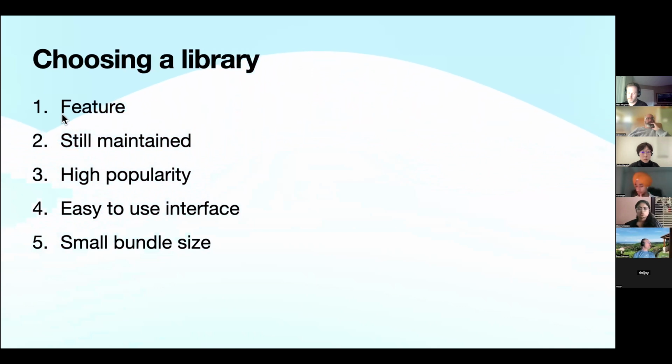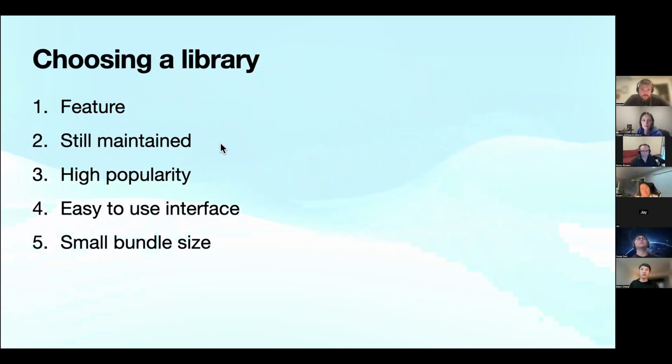So the first one, obviously, is that the library should provide the feature for my own need. And for this project, I need the feature to convert a time from one time zone to another time zone. The second one is that the library should be maintained, so it should not be deprecated. The third one is that it should be popular, so if there are any bugs, I should have some references to refer to, maybe some articles I can look into. And it should have a good interface so that I can easily integrate it into my own project.